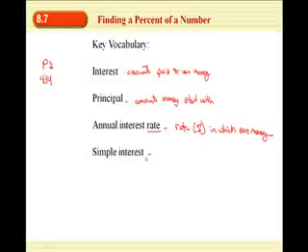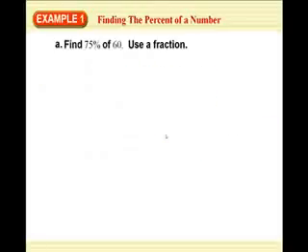And simple interest is found with the following formula, and it'll actually be in a key concept box. Simple interest is principal times rate times time, which are all of those words up above. And we'll be doing examples with those throughout this lesson. So here is example 1.